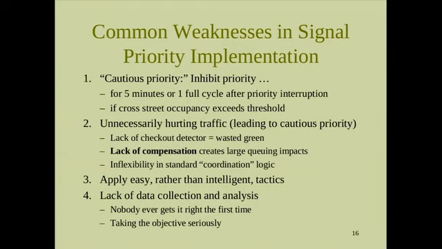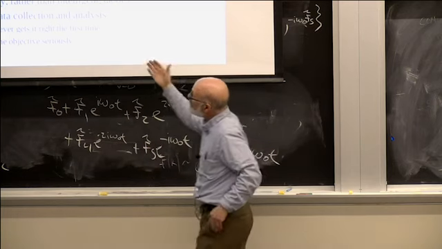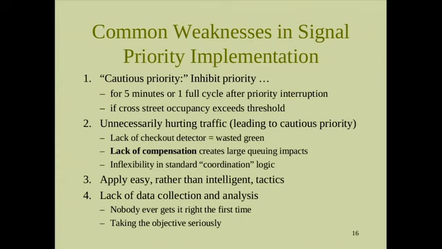Another weakness is we'll do the easy things. Green extension is easy, so we just do green extension. And then, like I said, if you have near side stops, you don't get any benefit. And there are other tactics that are harder to do, but we only do the easy ones. And then the last weakness is failing to collect data.